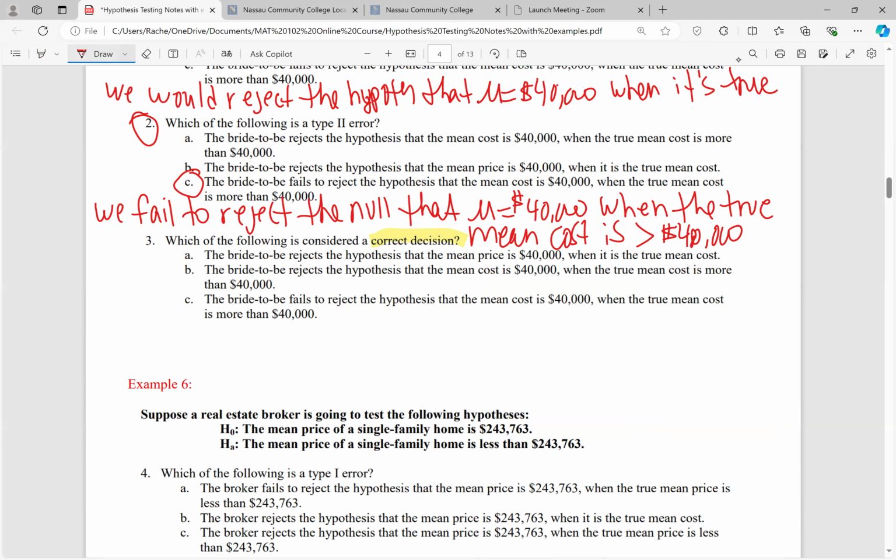So A says the bride-to-be rejects the hypothesis that the mean price is 40,000 when it's the true mean cost. That's not a correct decision, right? Because you don't want to reject something that's true. So that's not a correct decision.